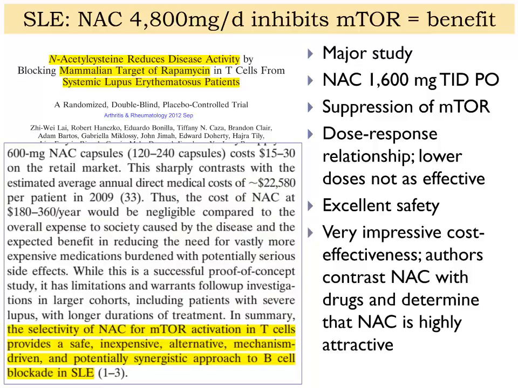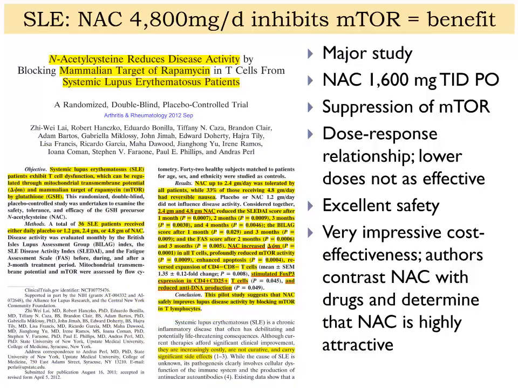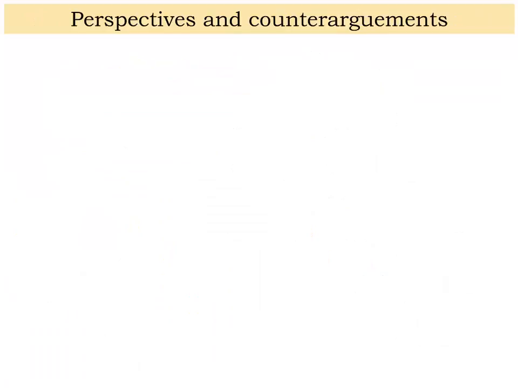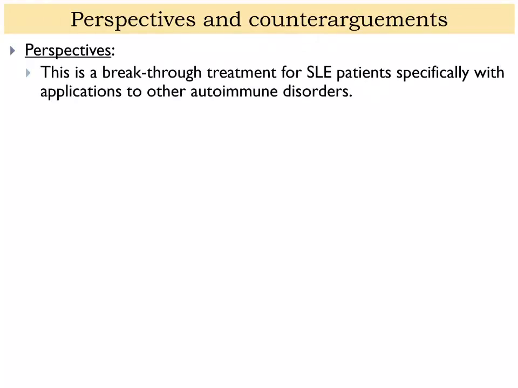The authors contrasted NAC treatment, which costs about $300 per year, maybe $200 per year, with the cost of the anti-rheumatic drugs, which is about $22,000 per year. So you're contrasting $22,000 a year with $200 or $300 per year. Very impressive study here, and very assertive conclusions by the authors. Let's look at some perspectives and counter-arguments here. I consider this to be a breakthrough treatment for lupus patients, specifically with applications to other autoimmune conditions.